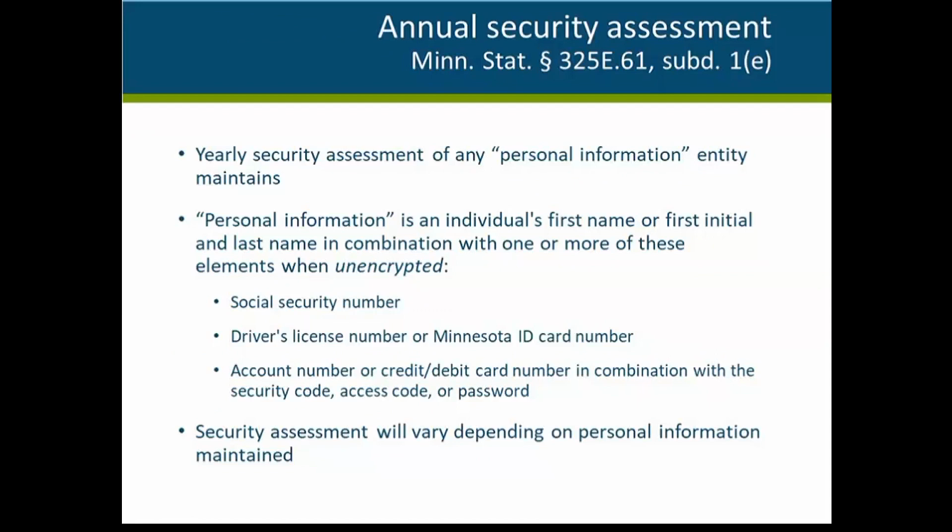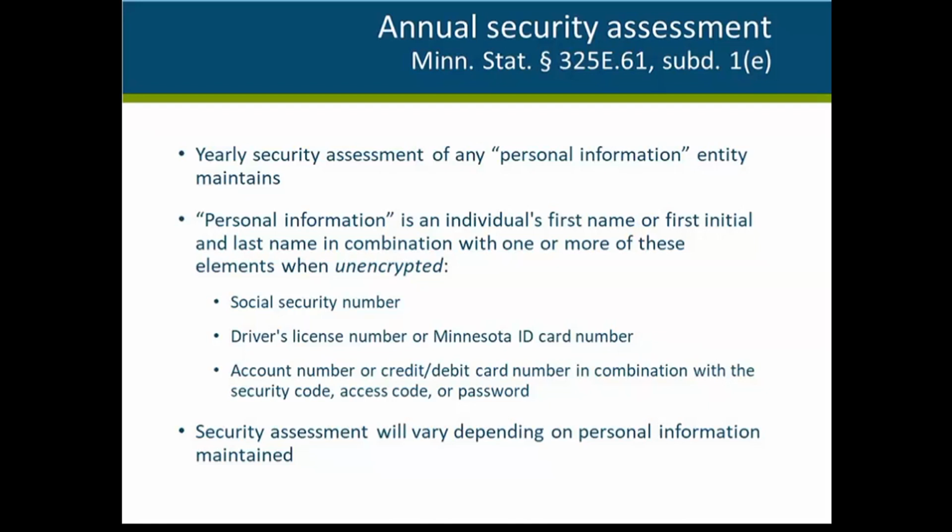Entities must also conduct an annual security assessment of any personal information. The assessment is required by Section 13.055, but the definition of personal information is cross-referenced in 325E.61. That citation is on this slide for you, so you don't have to write that down. Personal information is a name plus other identifying information that an entity maintains in an unencrypted format. So unencrypted computer files, paper documents, or other records maintained in a non-computer medium.